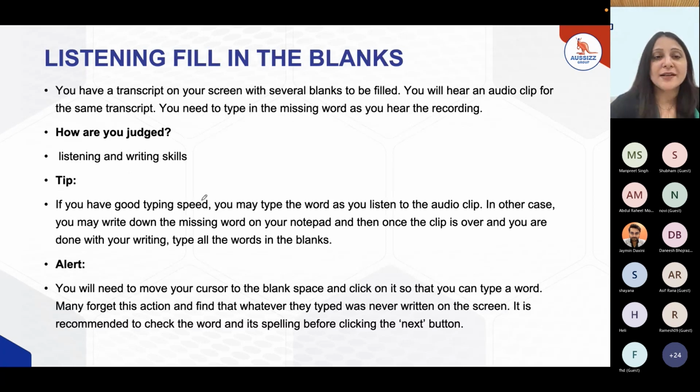Very high score. Listening and writing skills are judged and audio will be played. There will be a paragraph, and from the audio you have to fill some blanks. On the screen you will see a transcript. The correct way is to write it directly in the blank, but if you have a typing error, you can write on the paper also.